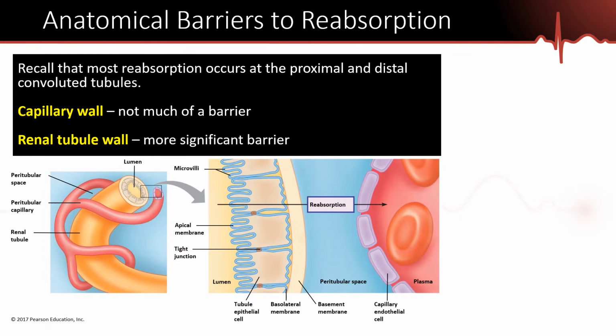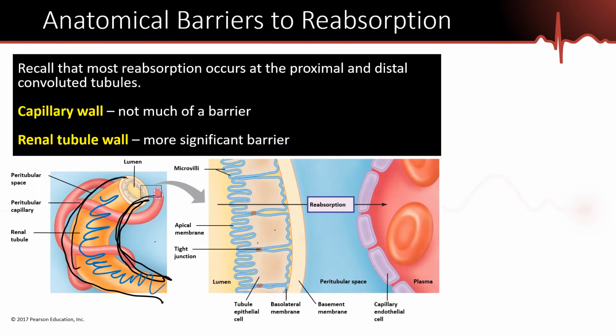All right, so let's focus on the image on the left first. Imagine this as a portion of the proximal convoluted tubule. What's traveling through the proximal convoluted tubule? Blood plasma is. That blood plasma has water within it, glucose, sodium, calcium, etc., all within it, and it's traveling through the proximal convoluted tubule.